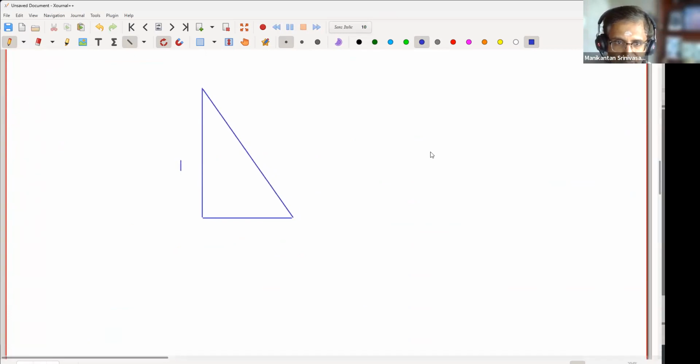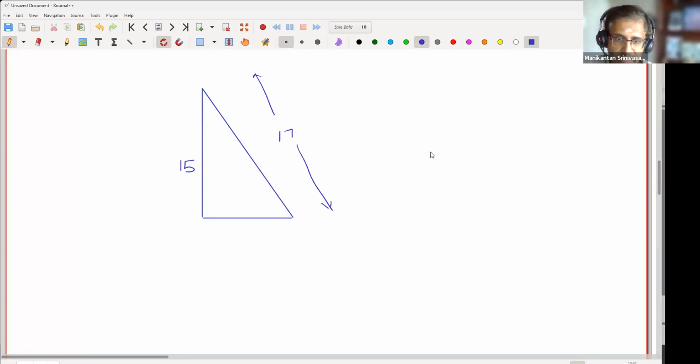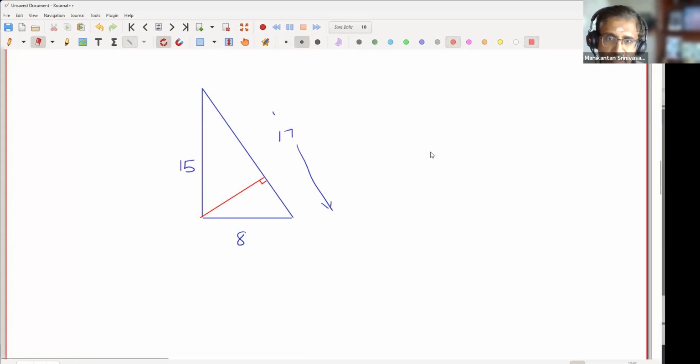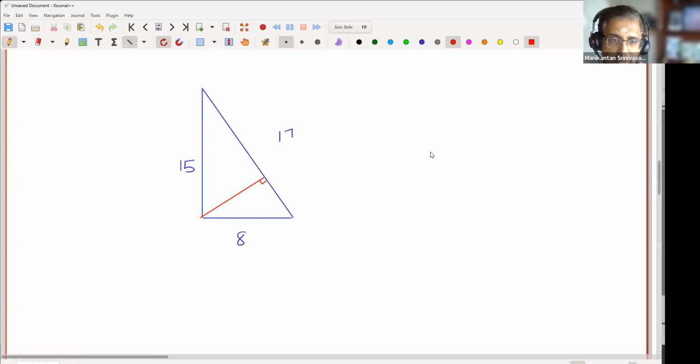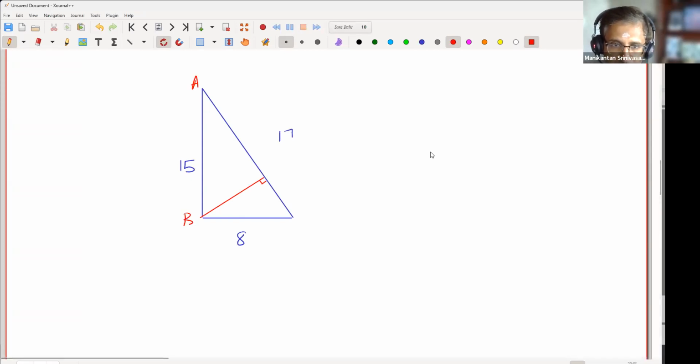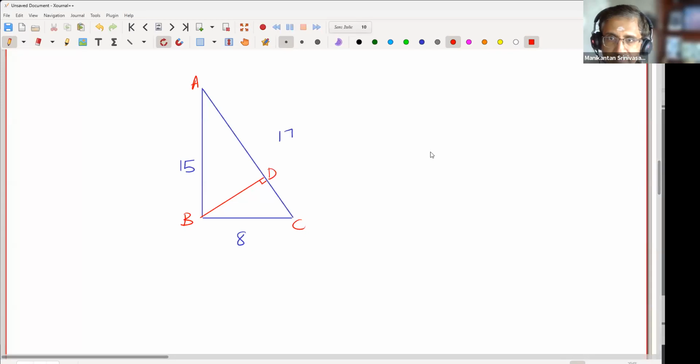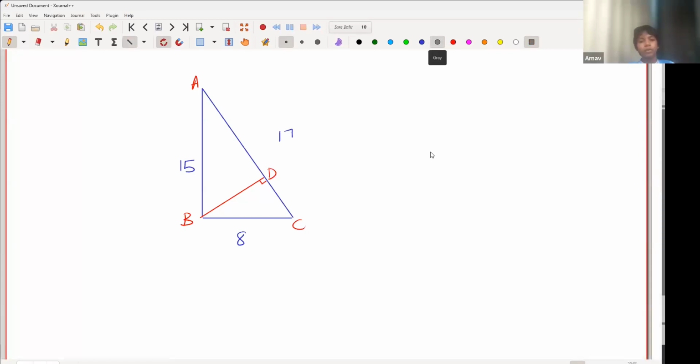Okay, so this was 15. This entire thing was 17, all the way from there to here. And this was 8. And then there was a perpendicular from here to here, which is what we need the measurement of. Let me also label it: this is A, this is B, this is C, this is D. Okay, over to you.